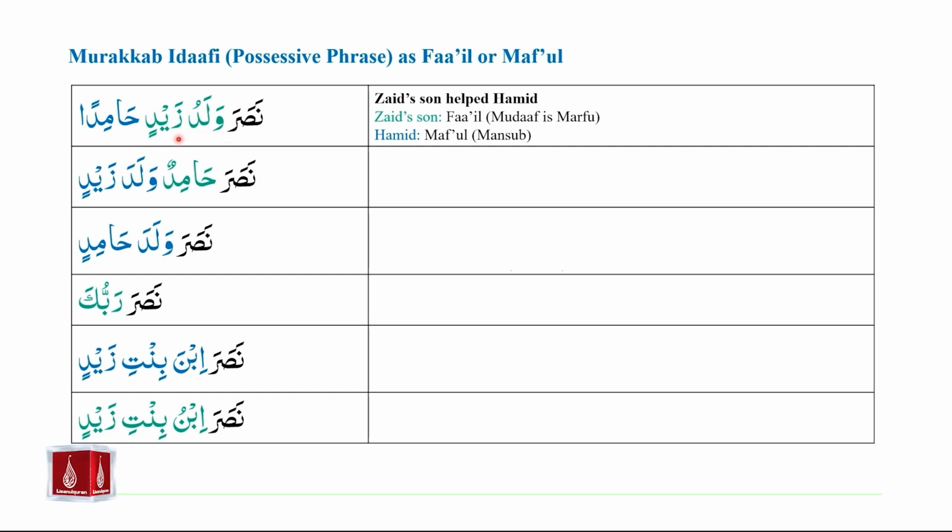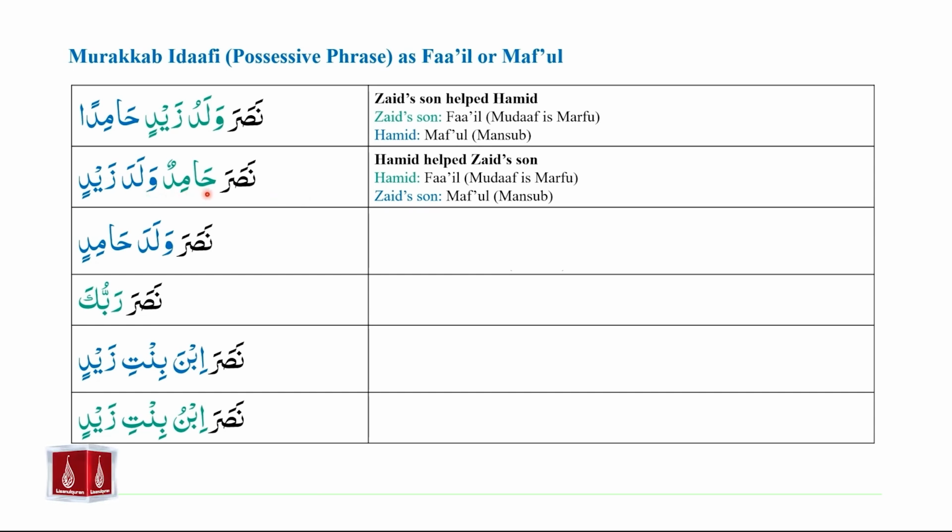Nasara waladu zaidin hamidan. Zaid's son or waladu zaidin is fa'il because mudaf is marfu. That makes the entire murakkab izafi marfu. And Hamid or hamidan is maf'ul because it is mansub. Nasara hamidun walada zaidin. In this case, the roles are being reversed. Hamidan now is hamidun, waladu zaidin is now walada zaidin. So it will change the meaning as well. Instead of saying Zaid's son helped Hamid, now we have Hamid helped Zaid's son.